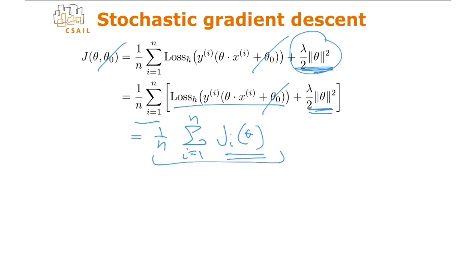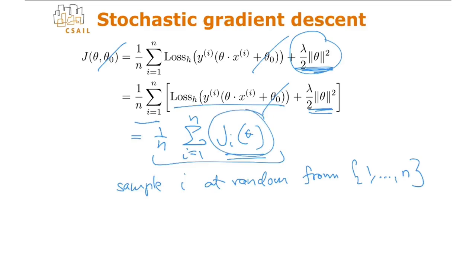So what we do is we sample a training example i at random from the set of possible indices of the training samples. And then we perform a gradient descent update with respect to the selected sampled term. So we move parameters in the direction that seems to optimize that particular term in the objective function.